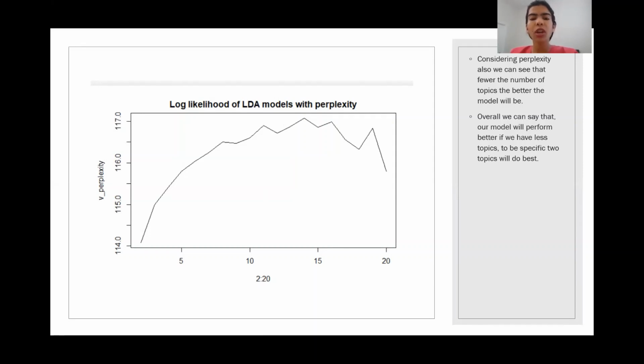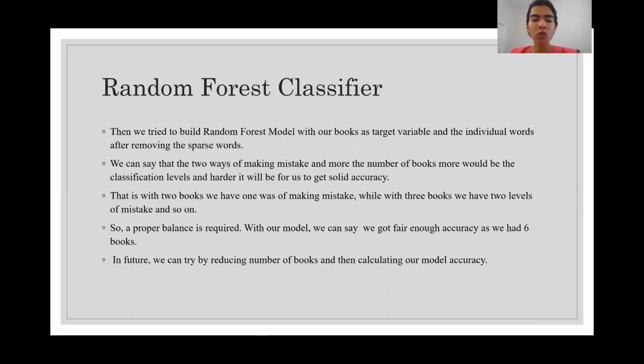Once this was understood, the next intention was to build a model, and I tried to build a random forest classifier. With the help of our sparse words removal and the document term matrix, and with the book as the target variable, I tried to build a model. The thing is that we have used books as our target variable. So is there any scenario where it impacts how well the model could be built, or affects the modeling? The answer is yes, definitely.